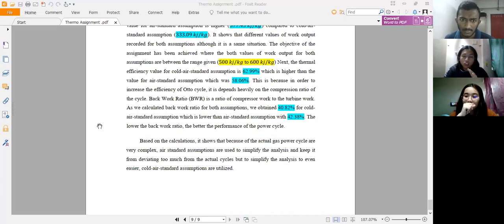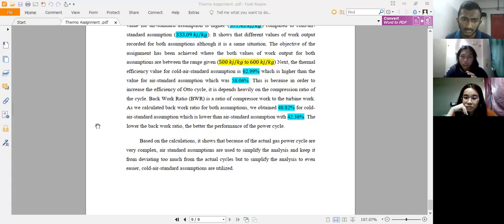Other than that, another way to describe the performance of the cycle is the back work ratio. Basically, back work ratio is the ratio of compressor work to turbine work. As we calculate back work ratio for both assumptions, we obtain 40.82% for cold air standard assumption, which is lower than air standard assumption with 42.38%. The lower the back work ratio, the better the performance of the power cycle.